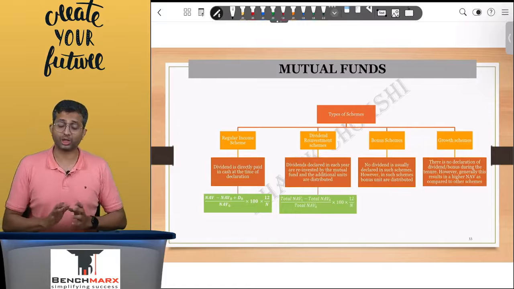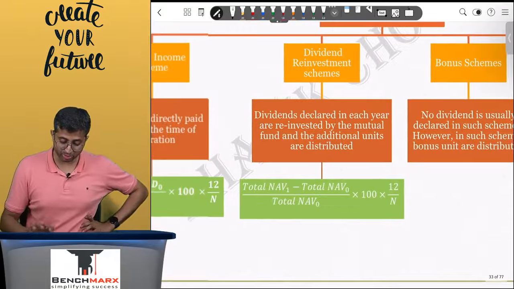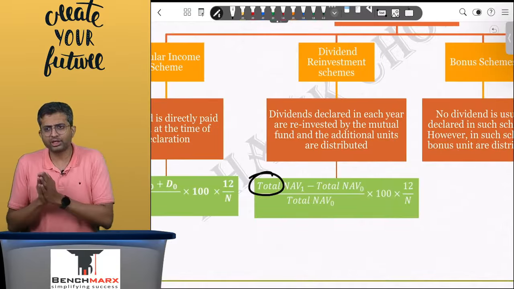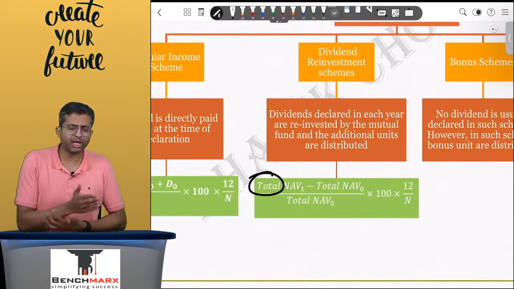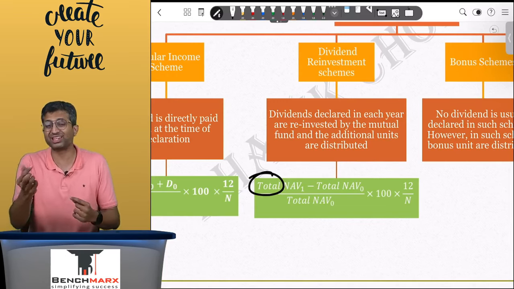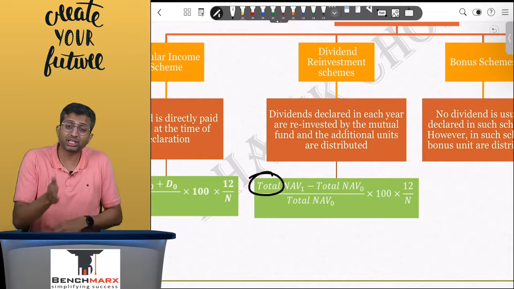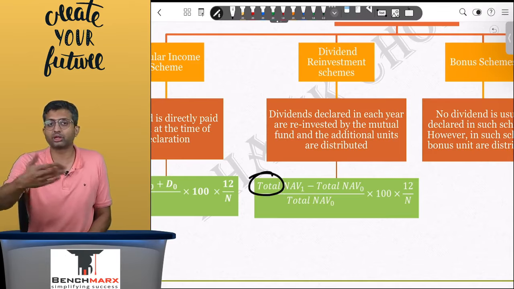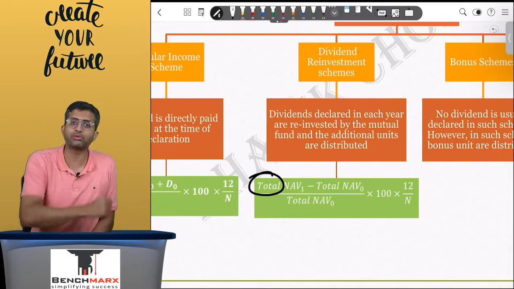In which case, how will you calculate return? Remember, in case of dividend reinvestment plans, returns have to be calculated on a total basis. Why? Because, well, the NAV at the start may be 10, NAV at the end may be 11. So apparently there is a return of only 1 because you have not received any cash dividend. However, the units at the beginning may be 1000, and now the units may be, let us say, you might have received another 150 units. Your units at the end may be 1150.